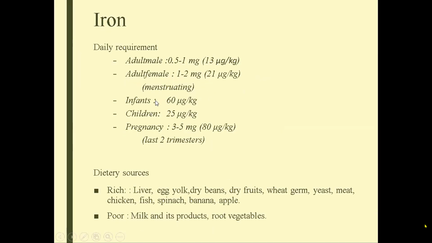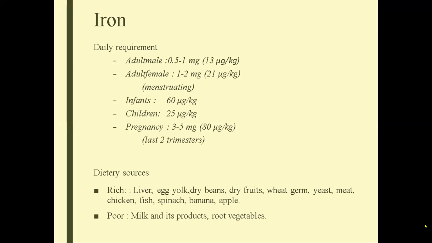So even a little bit is needed. The daily requirement for an adult male is about 0.5 to 1 milligram. For females, because they are usually menstruating monthly, the requirement is a bit higher, about 1 to 2 milligram. Infants, children, and pregnancy are the demanding stages. Infants and children are the growing periods.